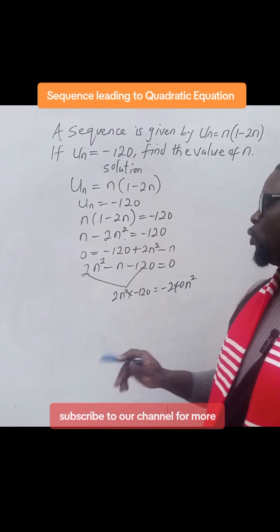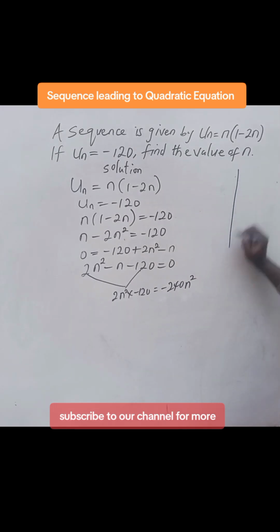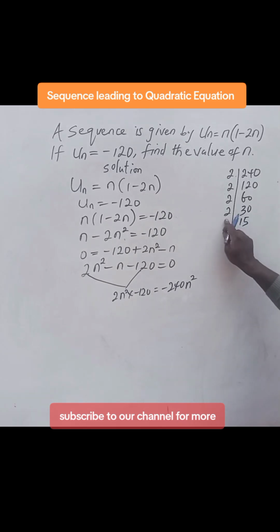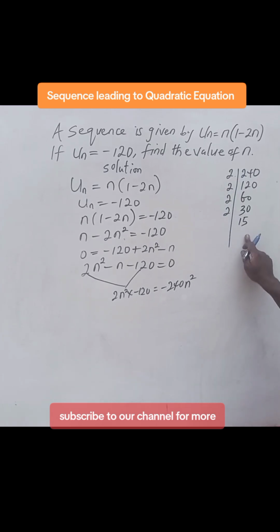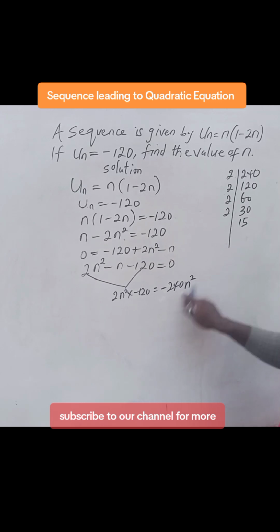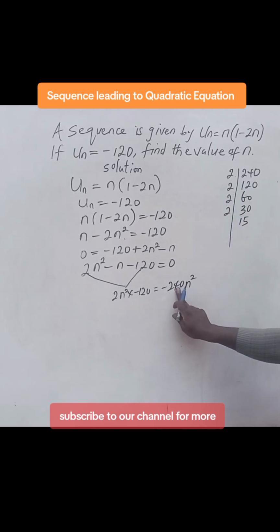So how do we get such two factors? Sometimes you start thinking, but you don't need to think here. What you do, quickly go to your factor method. So let's use the factor method. This is 240. We'll have 2, we'll have 120, 2, we'll have 60, 2, we'll have 30, 2, we'll have 15. Okay, let's stop here. This is 16, 2 times 2 times 2 times 2. 16 times 15 gives me 240. So I've gotten the two numbers.